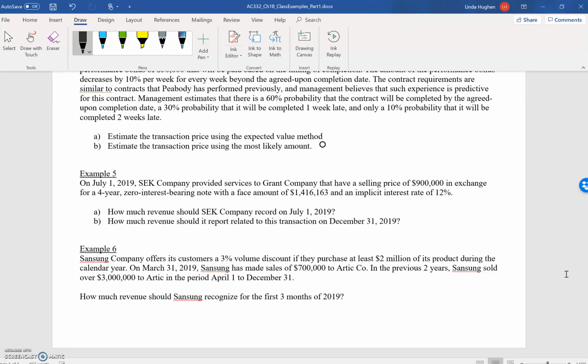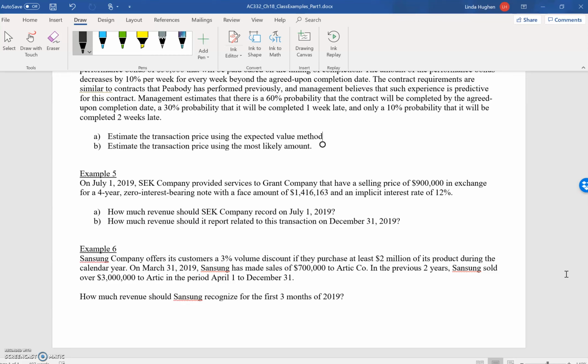All right, so we're trying to figure out on March 31st, when the company makes these sales, should it expect to record the full $700,000? Should we expect that the customer, Arctic, will not take advantage of the discount? Or should the company expect that the discount will be taken and therefore we should only recognize 97% of the $700,000 sale? Well, we need to make an estimate about whether or not the customer, Arctic, is going to fulfill that full $2 million worth of sales.